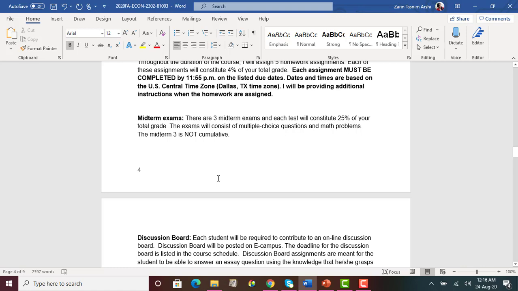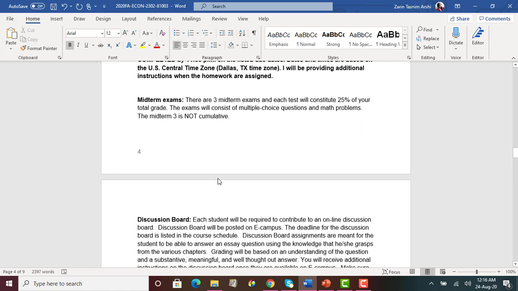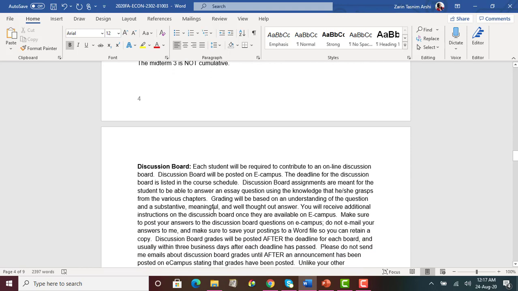Okay, then you have information about midterms. Again, these are 25% each. They are not cumulative, and they will be all multiple choice questions. Okay, so that's a good thing. There's no broad questions. Answer all multiple choice questions, but there will be some calculations within those multiple choice questions, so you will need a calculator. But as the exams come closer, I will send out more instructions and a review that will help you to prepare for the exam.